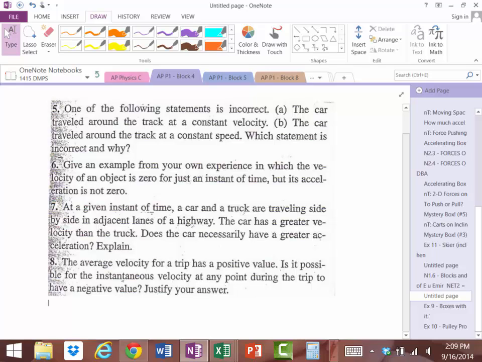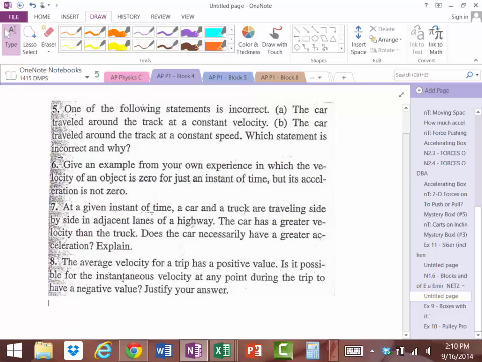Let's go to this middle group here. What did you guys say? At a given instant of time, a car and truck are traveling side by side in adjacent lanes of traffic. The car has a greater velocity than the truck. Does that necessarily mean the acceleration is greater? No. Why not? No is the right answer.